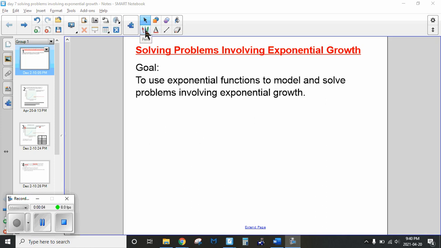All right, grade 11s, welcome back to math. We've got a little bit of exponential stuff left to wrap up before we move on to our finance for the last couple of days here. So here we're going to be looking at problems that involve exponential growth, and then in the next video, problems involving exponential decay. So in this first video, we're going to be using exponential functions to model and solve problems involving exponential growth.